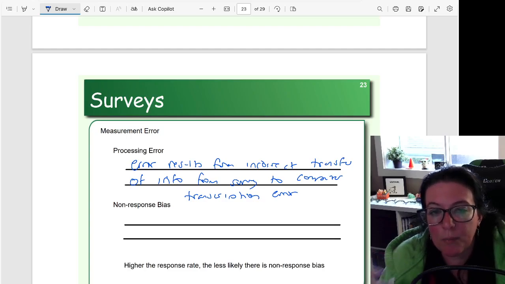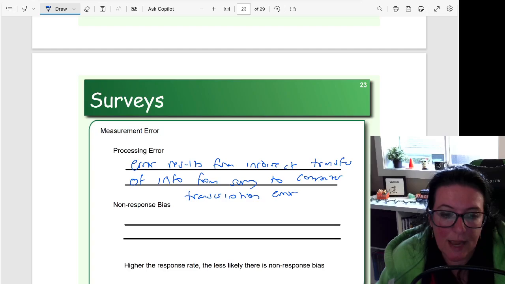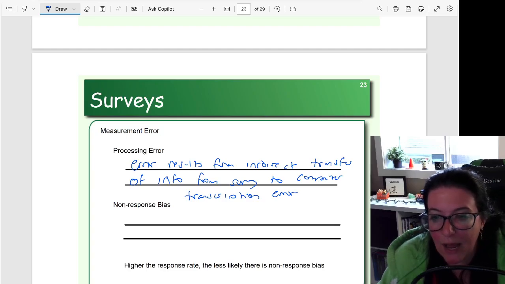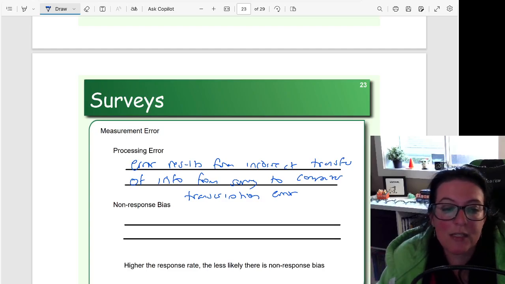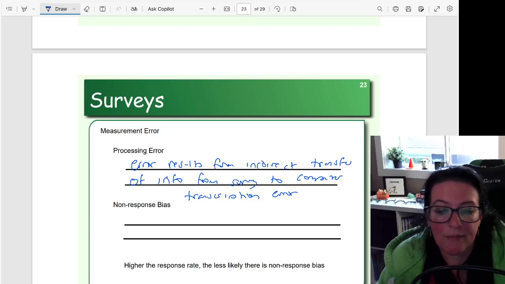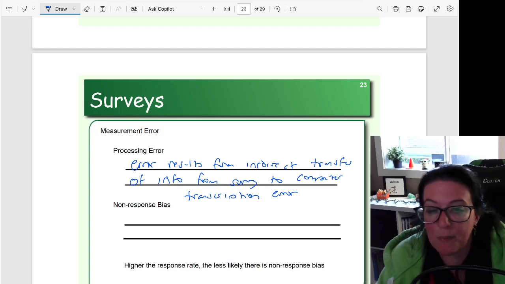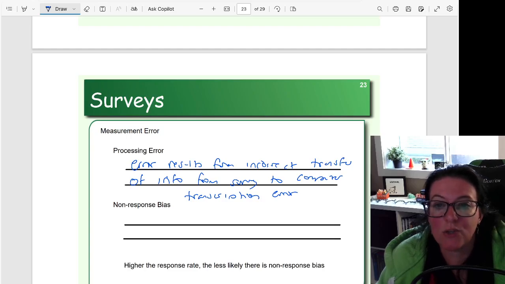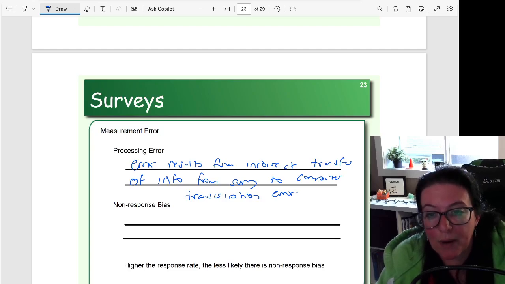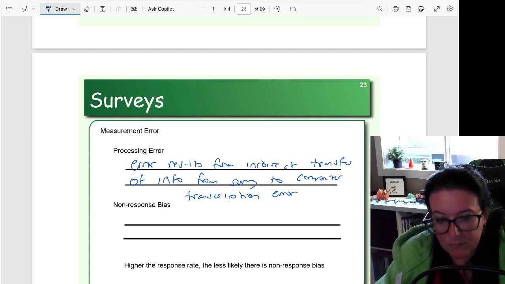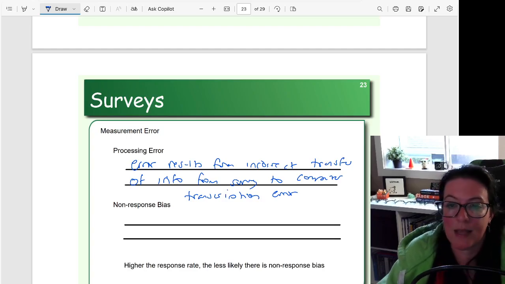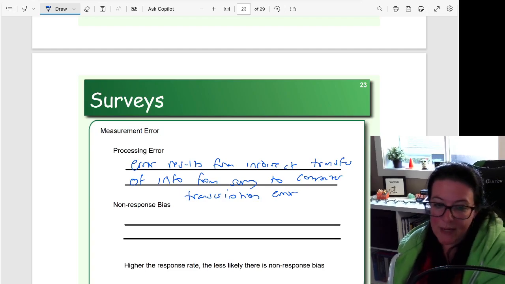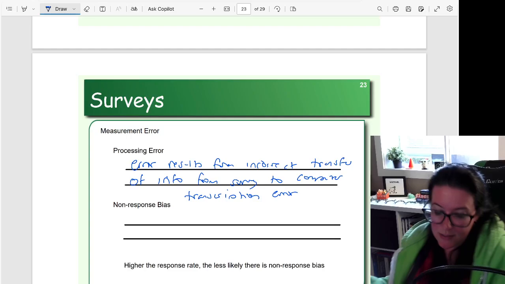So in our cleaning process, we will deal with that processing error. We're checking for accuracy and we're looking for outliers. And we're looking for things like, does it match the skip pattern? If they answered the question when they were supposed to skip it, that could be a transcription error, or it could be an error by the original participant. Okay. We want to reduce the amount of transcription, the number of times it has to be retyped, as much as possible. Then the next one is non-response bias.